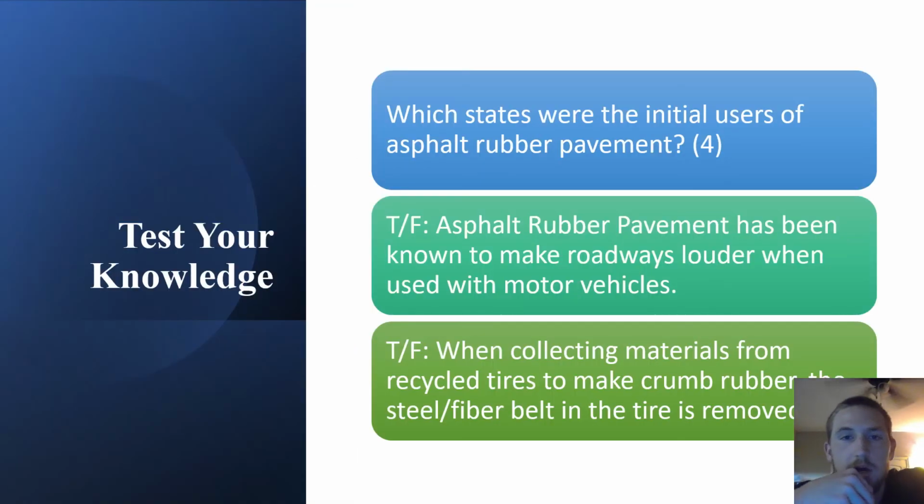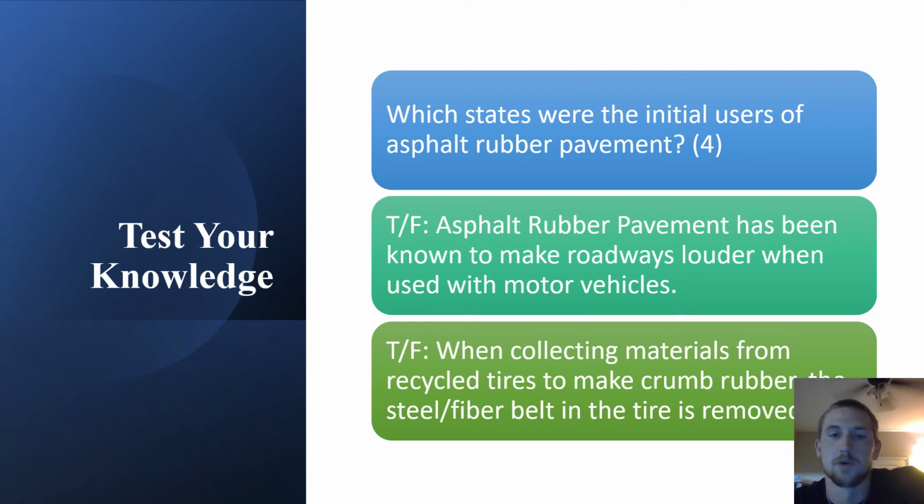Okay, a little test of your knowledge. I have three questions here that the information should have been provided in what we just went over. So, which states were the initial users of asphalt rubber pavement? There are four of them. I'll give you a second. Hopefully you got this right. It is Texas, Arizona, Florida, and California. Those were the four initial users of asphalt rubber pavement.